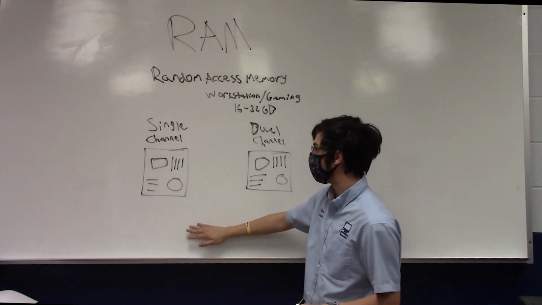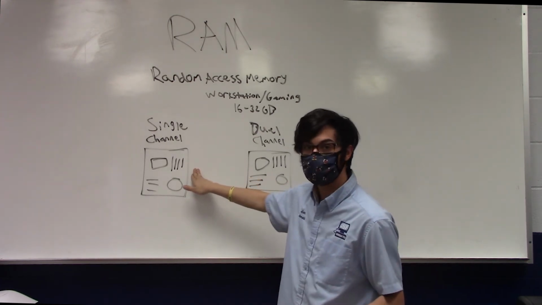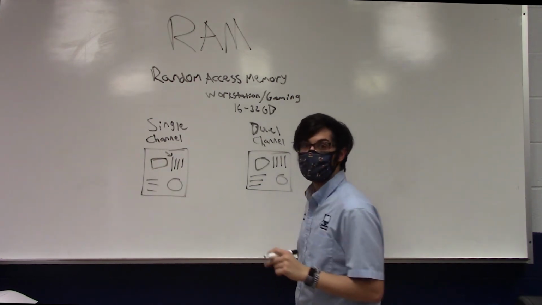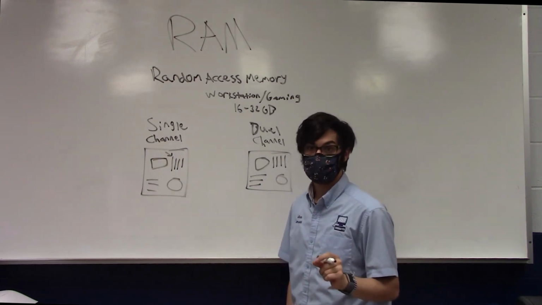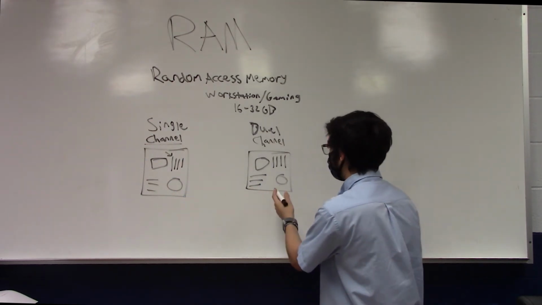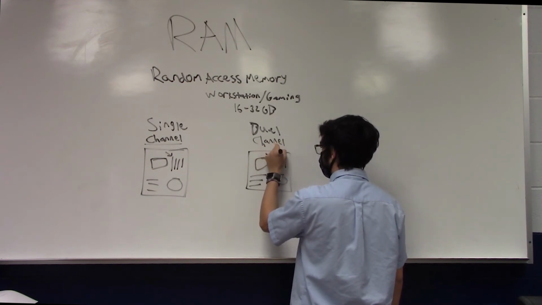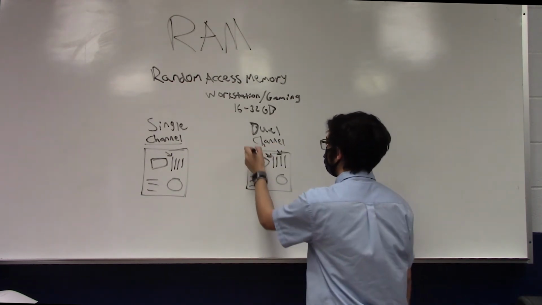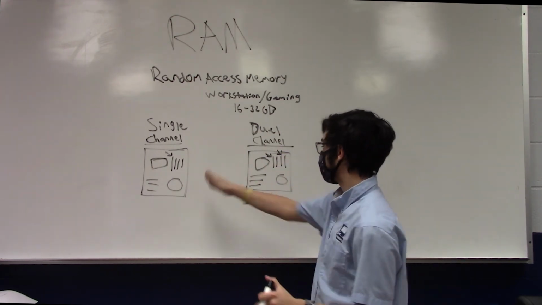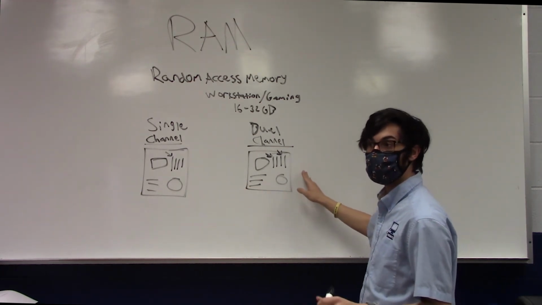Now, say that this motherboard right here only has 1 RAM slot occupied. That means it's in single channel mode. But say this motherboard right here has 2 slots occupied. It's in dual channel mode. And the reason why dual channel is better than single channel is because with dual channel, you have more.